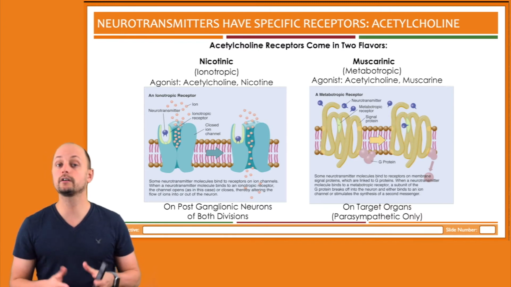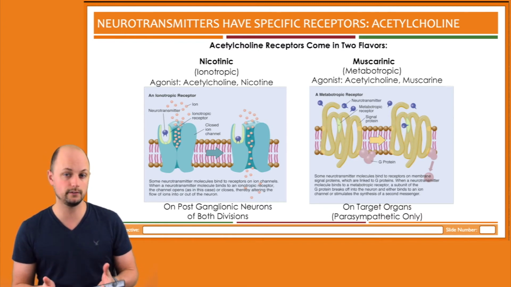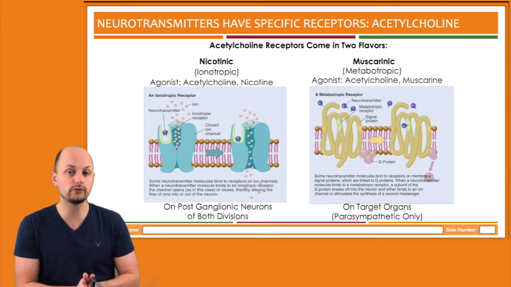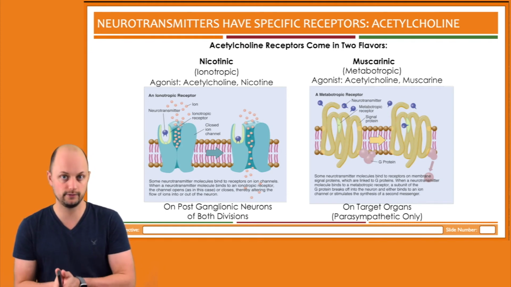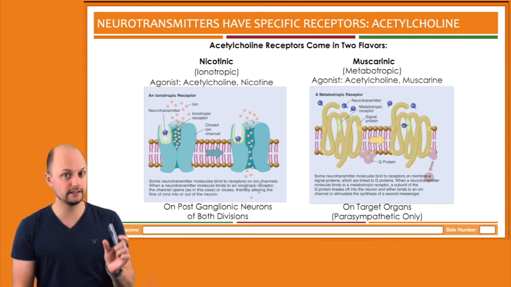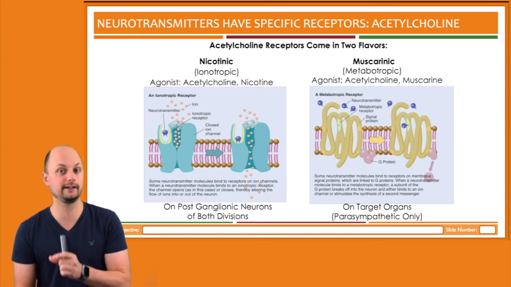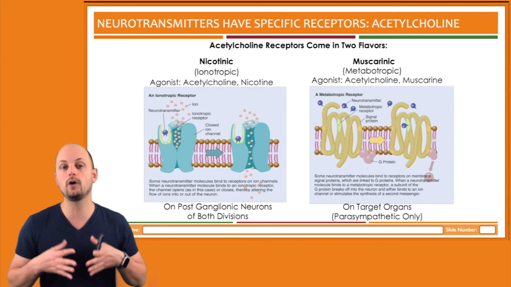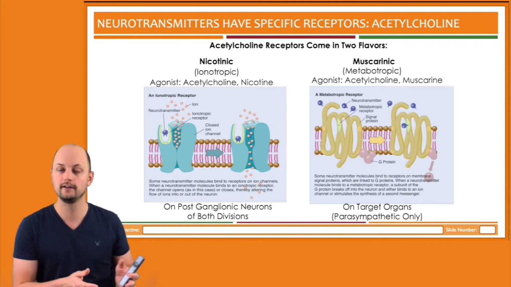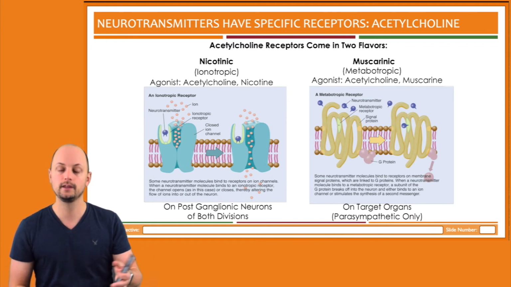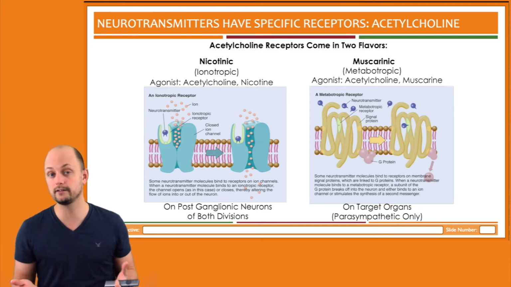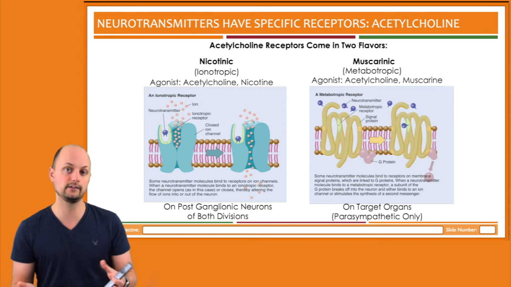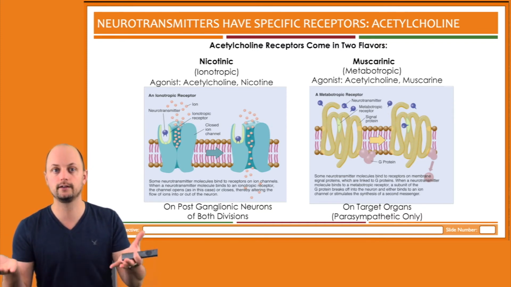Muscarinic acetylcholine receptors are specific to the parasympathetic nervous system. We find muscarinic receptors on target tissues that are innervated by postganglionic parasympathetic neurons. Muscarinic receptors are only in the parasympathetic nervous system and only on the target tissues. That should make sense because remember, in the parasympathetic division, all of the postganglionic neurons are cholinergic. That means they all release acetylcholine. So if a target tissue is going to respond to the parasympathetic nervous system, it needs to have an acetylcholine receptor. And it has the muscarinic variety, the metabotropic kind.